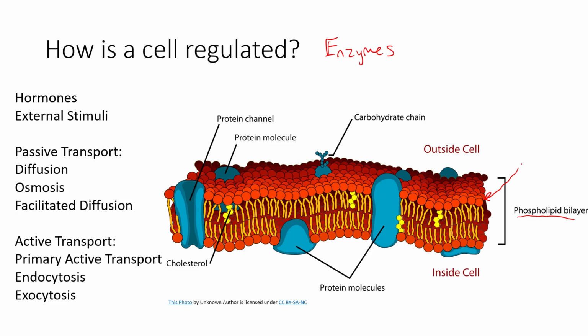But this is the phosphate head. And I said it's a lipid. So these down in here are lipid tails. So, phosphate head and lipid tails. Then you can see these cholesterol molecules that are embedded throughout. The cholesterol molecules are going to give this cell membrane more structural integrity. So it's going to give it some rigidity. It's going to make it tough.